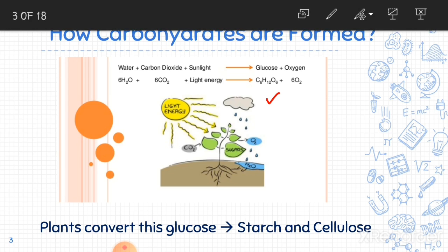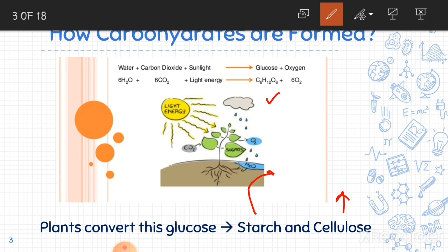So what is starch? What is the purpose of starch? Glucose is converted into starch for storing energy. So starch is basically the stored form of energy that is made up of smaller units of glucose linked together with each other. So starch is basically a polymer of glucose.